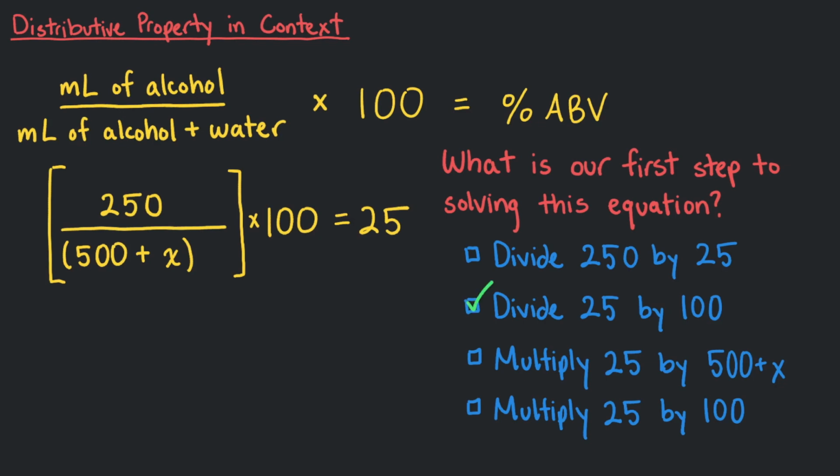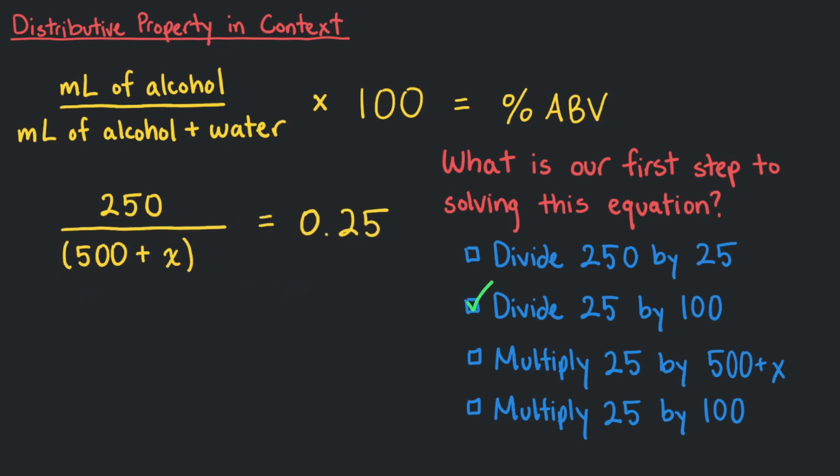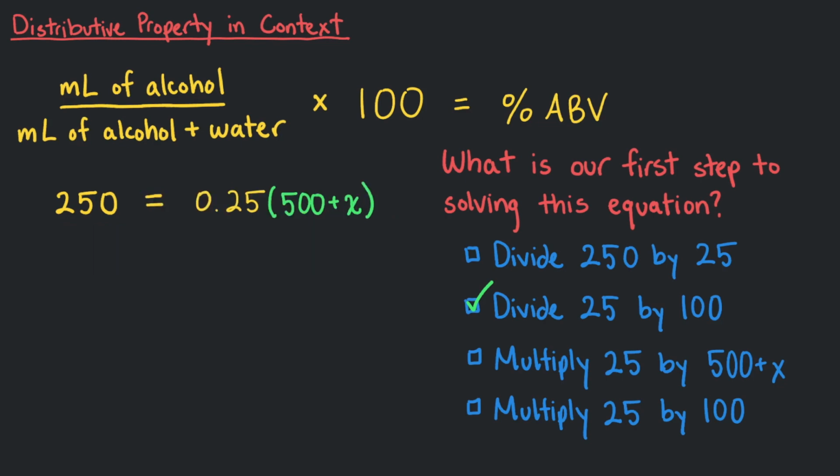We want to divide 25 by 100 first because we can't solve anything within the parentheses yet. The 100 is being multiplied by the whole left side, so we can divide it by the whole right side first. This leaves us with 250 divided by 500 plus X equals 0.25. We still can't do anything within the parentheses, but we can multiply both sides by 500 plus X, leaving us with 250 equals 0.25 times 500 plus X.